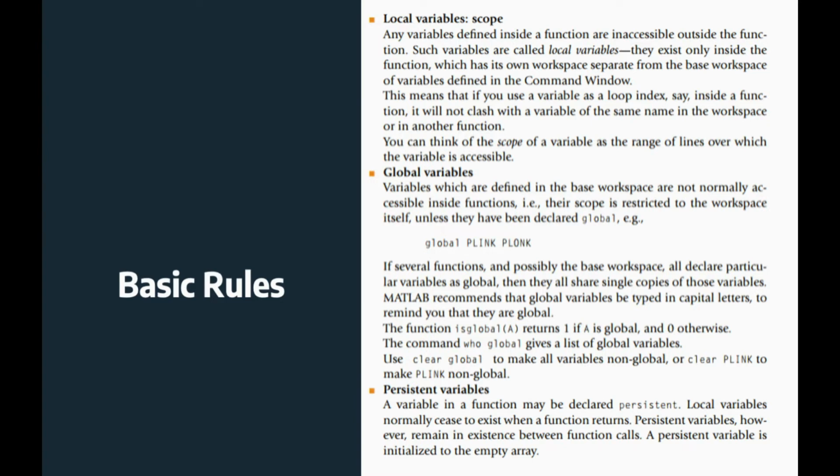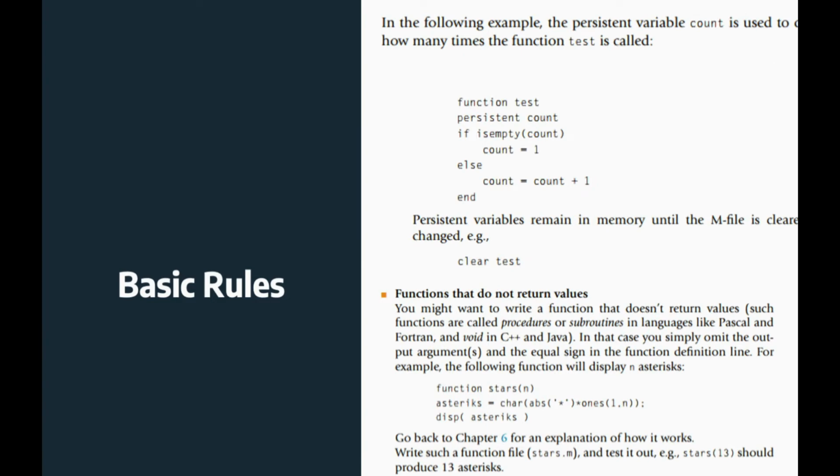Now there are persistent variables. If local variables normally need to exist within the function, persistent variables remain in existence between the function calls. Persistent means a variable that you see consistently everywhere in the code. A persistent variable is initialized to the empty array. Again, the important rules here, we're gonna have examples on it. They are rules that I think are good to know, but it doesn't really matter. We just move forward with it.